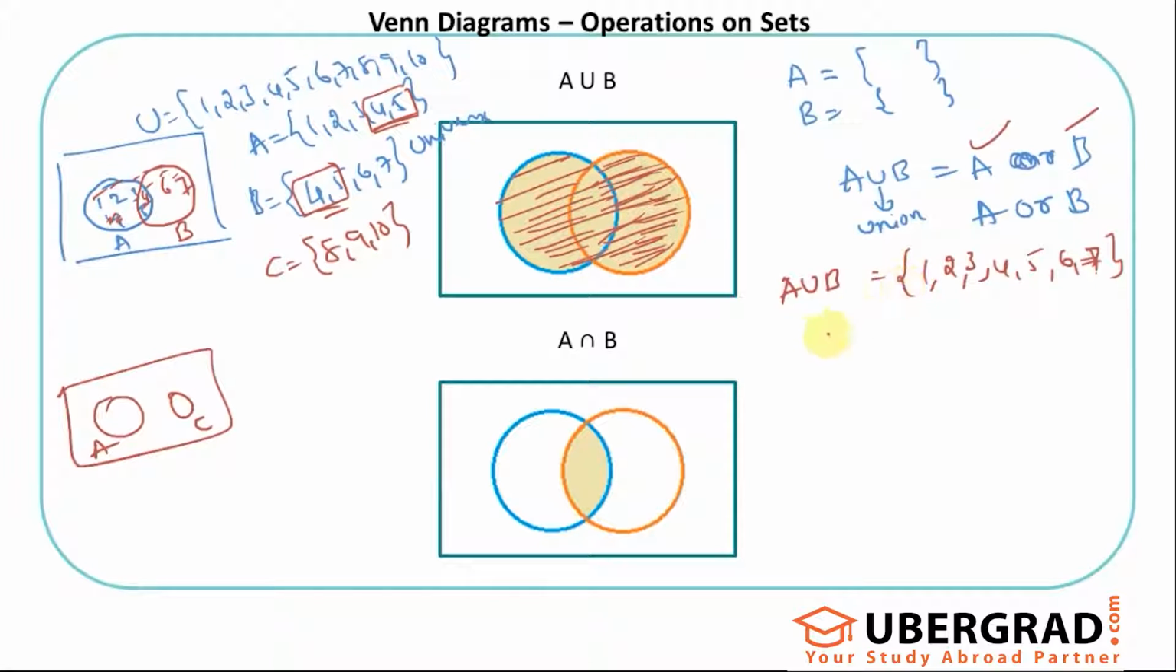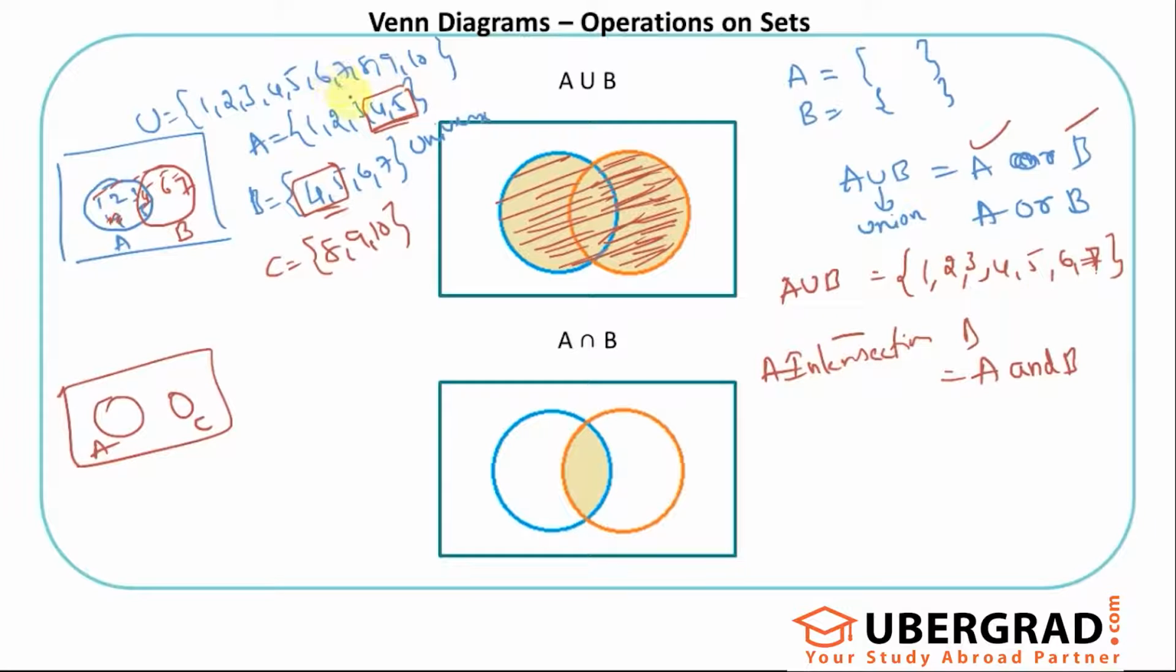That's A union B. Now A intersection B, the inverse U, is called intersection. In plain English, it would turn out to be A and B. I need to pick the elements which are common in both. If they are present only in one of those two sets, I will not count them. They have to be present in both.